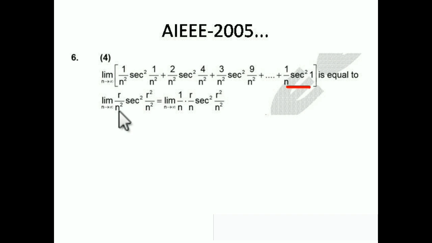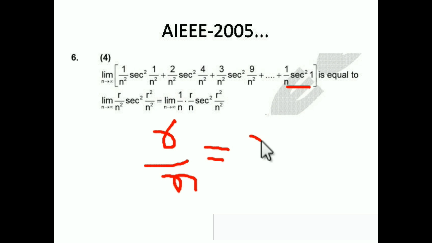So sigma can be written as integration. Sigma summation is always a type of integration. So what I do, I take r by n is equal to x. If r by n is equal to x, then dr by n is equal to dx.